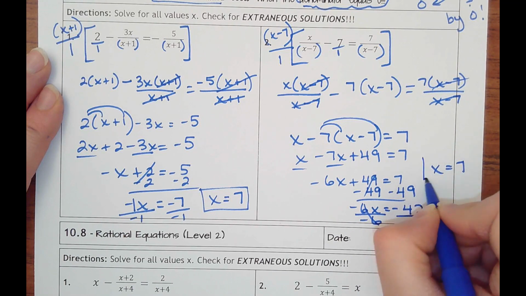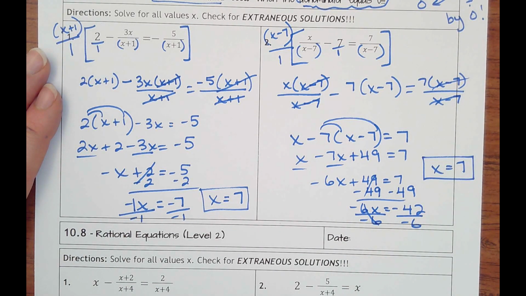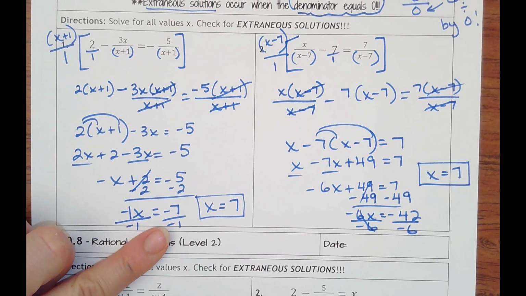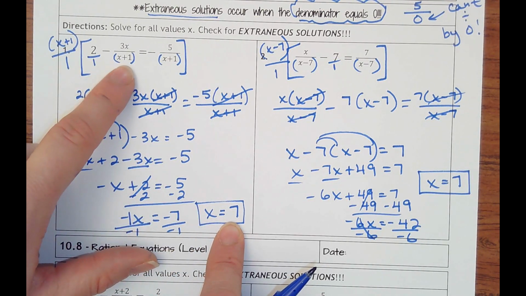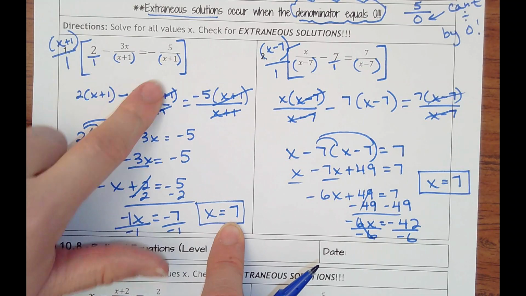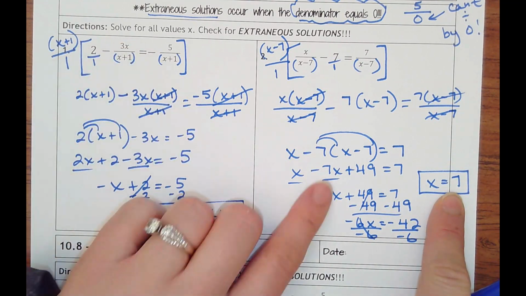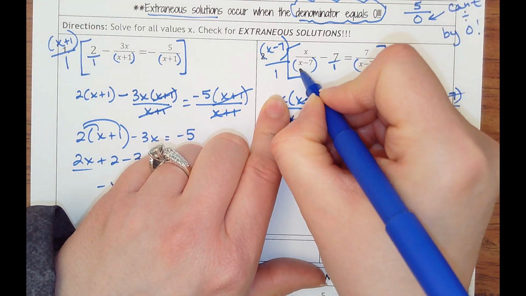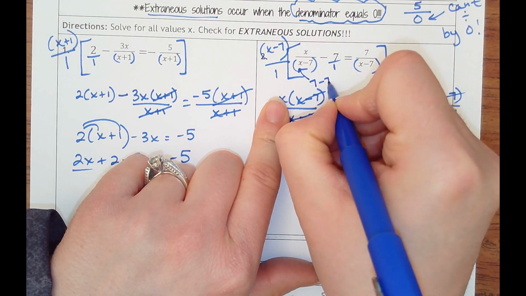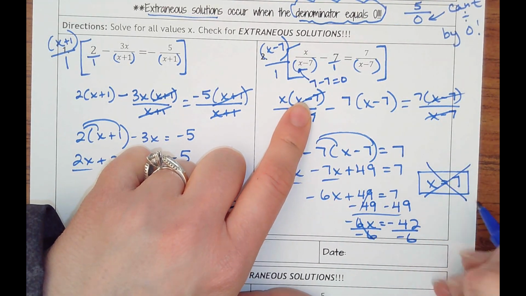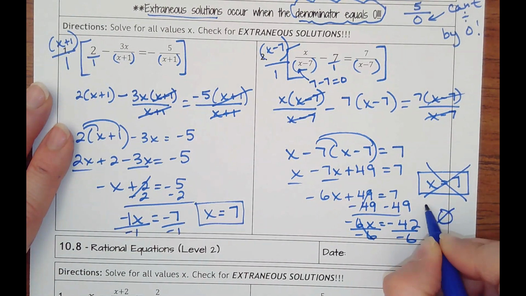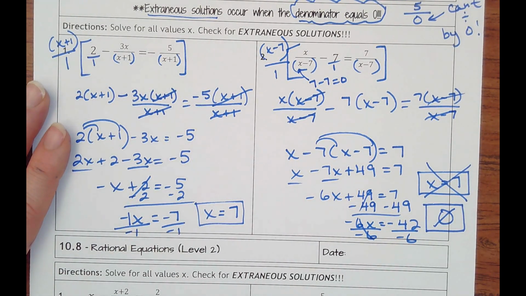How ironic. But I want you to notice, because I already forgot on number 1, this answer of 7 is okay, because 7 plus 1 doesn't make 0, it makes 8, so that's fine. But in this one, if I plug in 7 here to check, 7 minus 7 makes 0. I cannot have something divided by 0, so actually that doesn't work. There is no solution, since that was the only answer that I got.